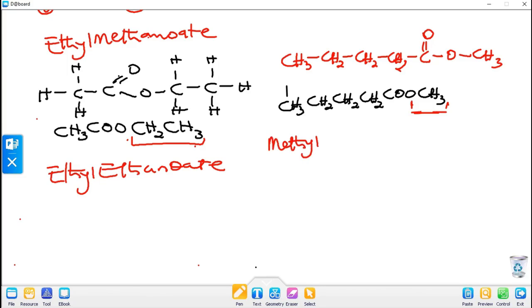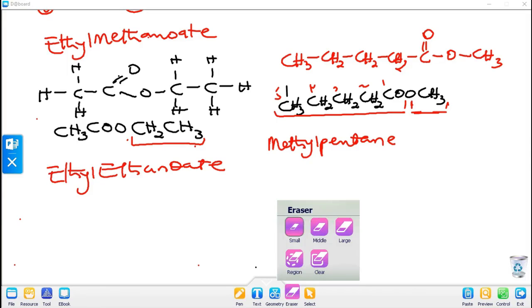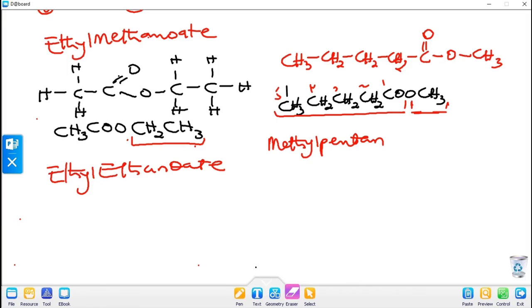Now, from COO backward, how many carbon atoms do we have? We have 1, 2, 3, 4, and 5. That is pent. It ought to be pentane. But the E will be replaced with OATE. The E ought to be replaced with OATE. That is it. So we end with OATE.